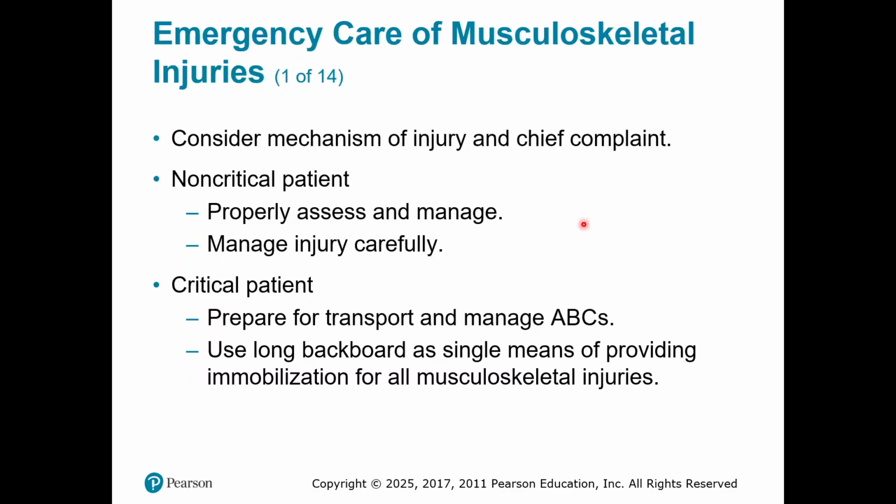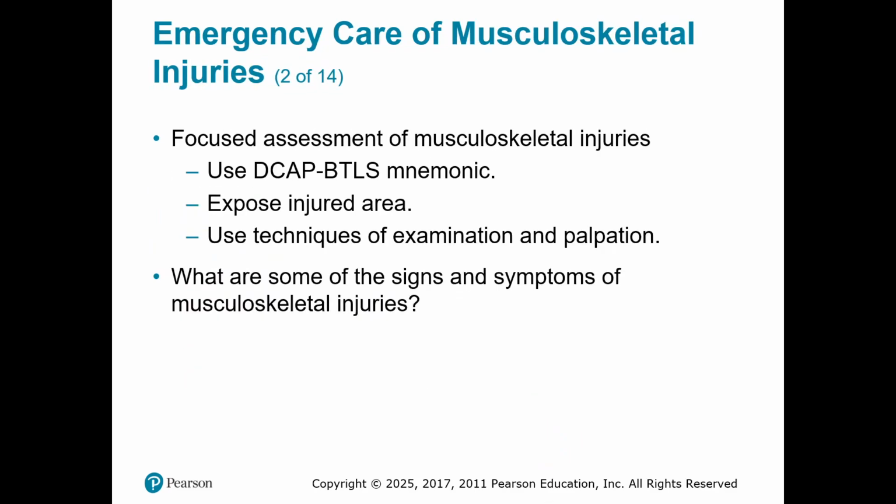So when we're looking at musculoskeletal injuries, we need to consider the injury or the chief complaint, a non-critical patient. We want to properly assess and manage that patient. The critical patient, look, we're going to get on the road. So no, we're not going to try to put a traction splint on somebody with a broken femur if the MOI suggests that they could suffer other critical injuries, right? We're going to get that patient to the trauma center.